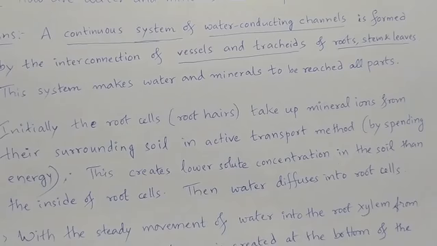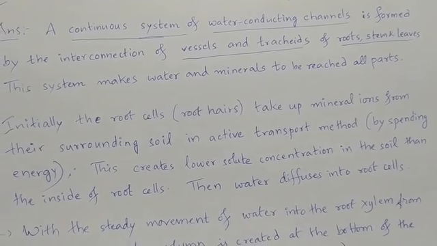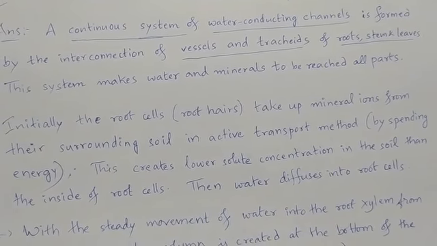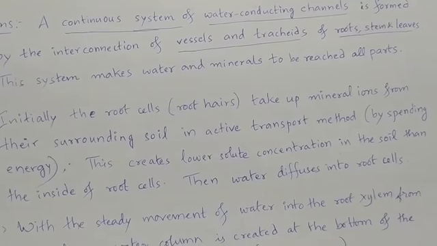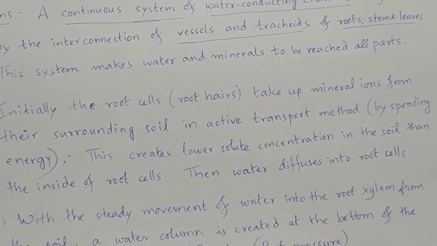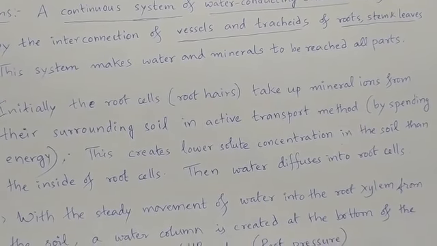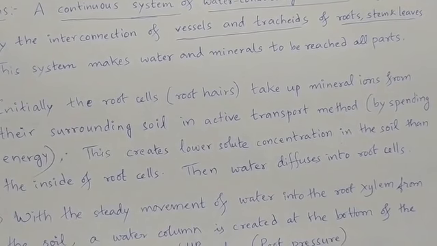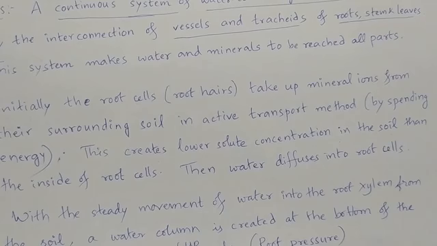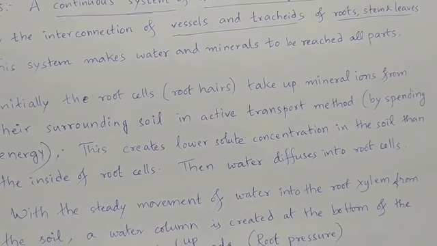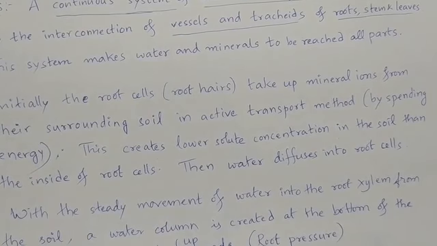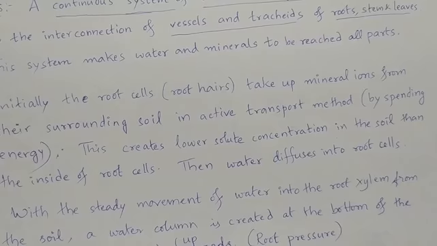But how does this transportation take place? How is the water absorbed and how is it transported? Initially, in the starting, the root cells, that is the root hairs, take up the mineral ions from their surrounding soil by active transport method.